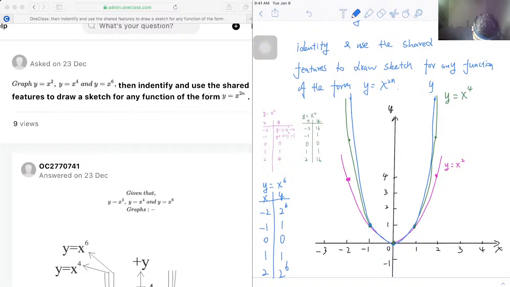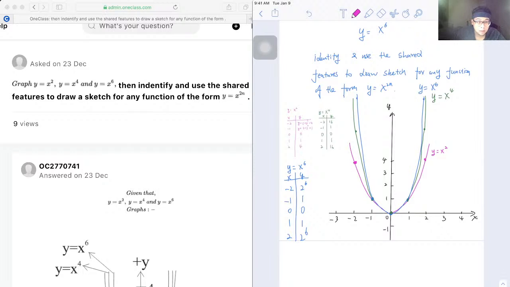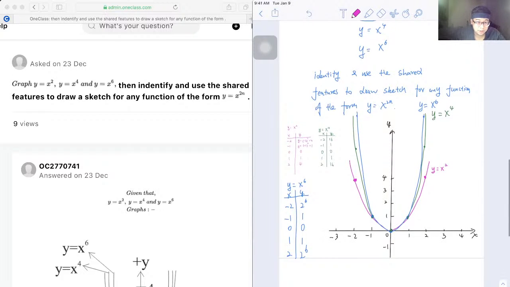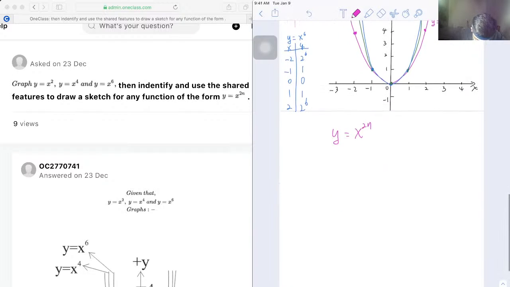And that will be y is equal to x to the exponent of 6. Yep. Okay. And if we continue the process, it will be of the form y is equal to x to the exponent of 2n. Okay, and let's draw this graph below.